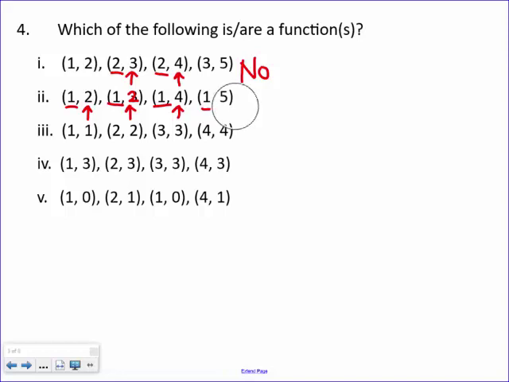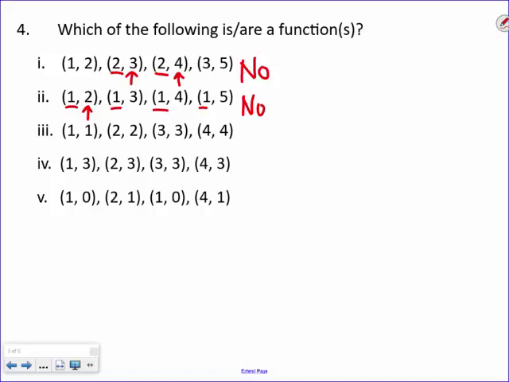If every single one of them was a 2, do I have more than one output for that input? Nope. So that would be a function. But as it is, they all have the same inputs with different outputs, so this is not a function.